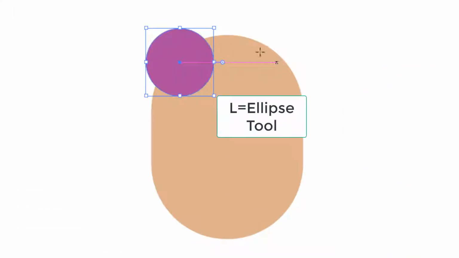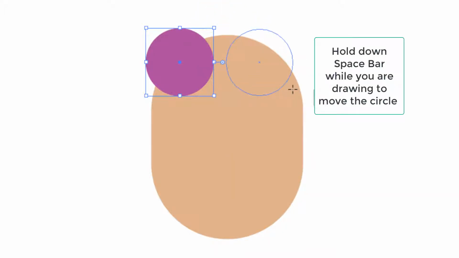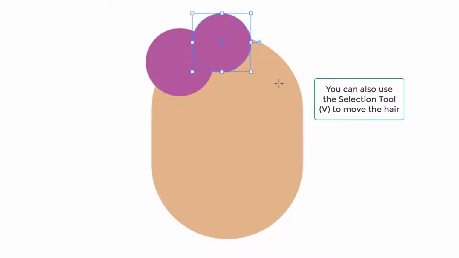L again to get the ellipse tool. Hold down Shift, drag out another section of hair, and I'm holding down the space bar while I'm dragging, and I'll put that right here. And everyone's hair will be a little bit different, so you can choose a different placement than mine.